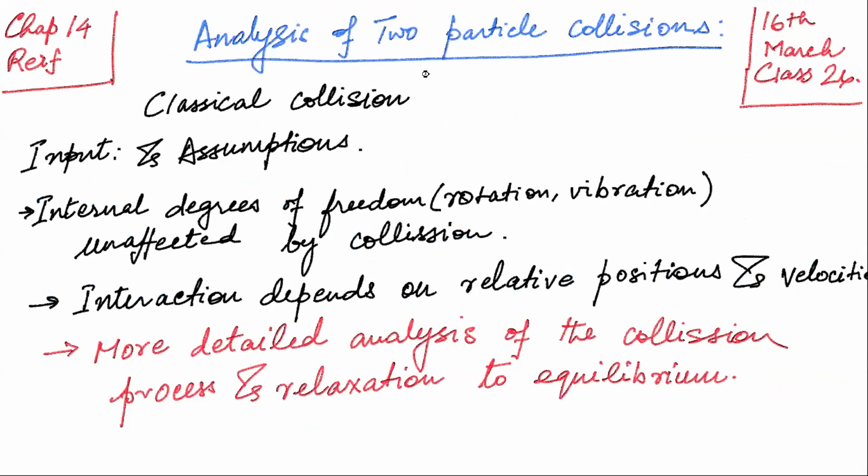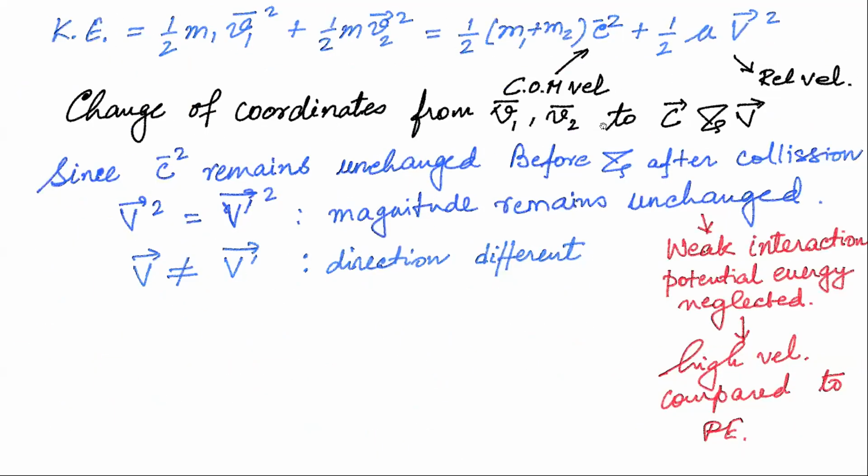So now what we are going to do is a change of coordinates. What we have done is written down the kinetic energy in terms of the center of mass velocity and the relative velocity. Now, c squared remains unchanged before and after the collision, and we are considering only kinetic energy, since the potential energy of interaction is relatively small. So all the energy is essentially kinetic energy. There's an assumption going in here: we are assuming weak interaction. The expression for the potential energy is neglected.